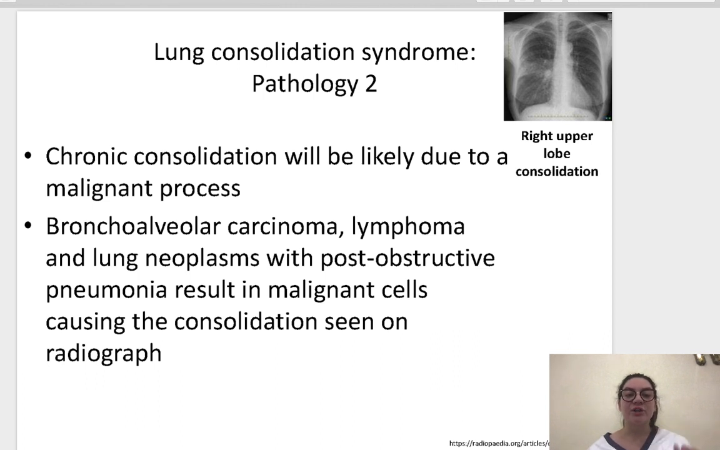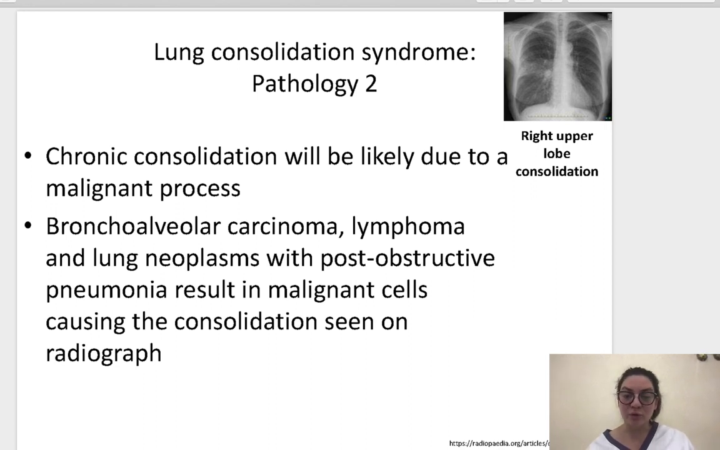Chronic consolidation will likely be due to a malignant process. Unfortunately, it is the most frequent cause of chronic consolidation. Bronchoalveolar carcinoma, lymphoma, and lung neoplasms with post-obstructive pneumonia result in malignant cells causing the consolidation seen on radiography. Yes, here is right upper lobe consolidation, you can see it here.